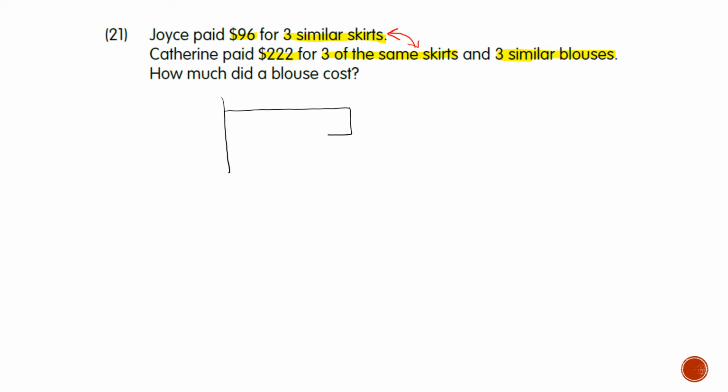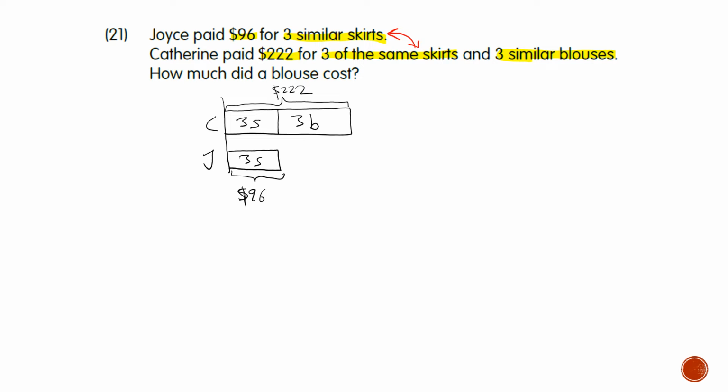Catherine paid for 3 skirts. Okay, sorry, it should be skirts. She paid for 3 skirts, 3 blouses. Okay, and Joyce paid for 3 skirts. Okay, so this is Joyce, this is Catherine. Okay, Catherine paid $222. Joyce paid $96. Okay, so this is a comparison model with 2 variables, and you got to find the difference.